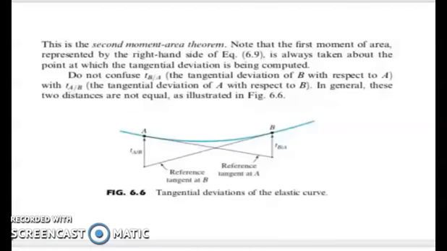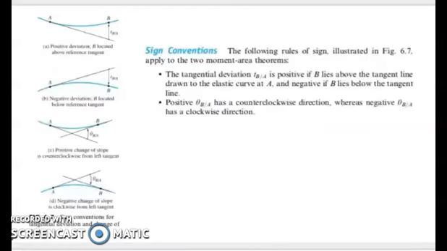So we have here our sign conventions. The tangential deviation of B with respect to A is positive if B lies above the tangent line drawn to the elastic curve at A, and it will be negative if B lies below the tangent line. And we have a positive theta B with respect to A has a counterclockwise direction, and negative if theta B over A has a clockwise direction.